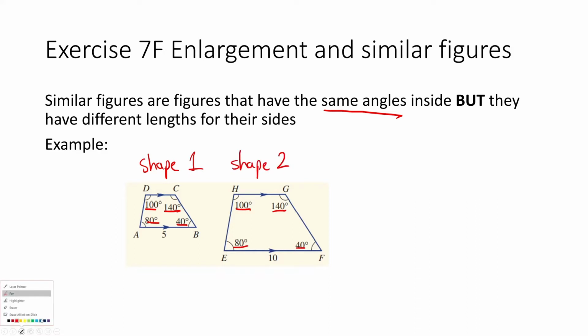The only thing different between these two are your lengths. So different lengths, this one has 5, this one has 2. That's the only way you know if it's similar triangles or shapes or not. The angles are all the same, but the sides are different.